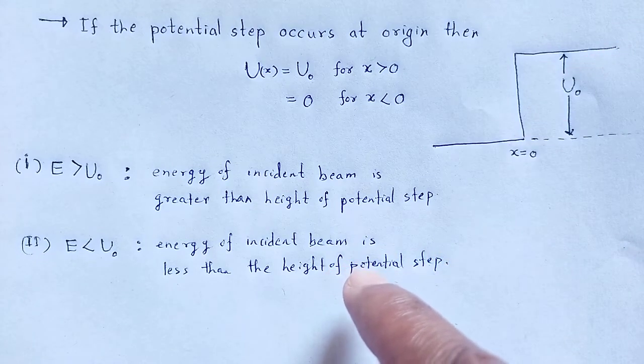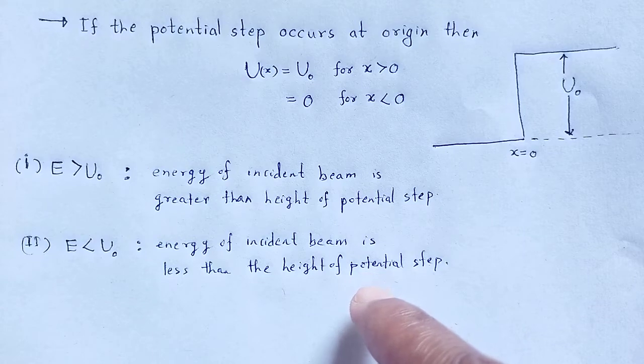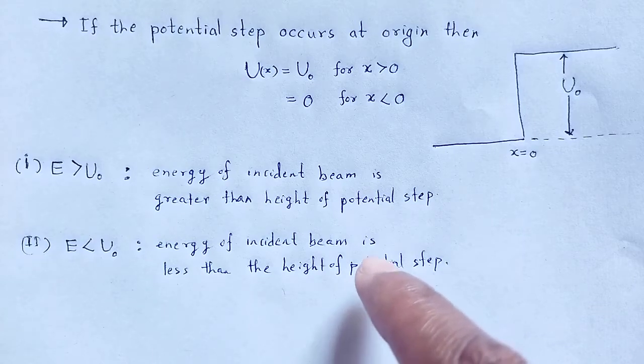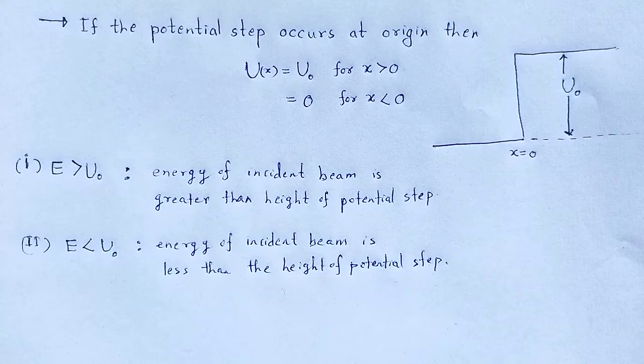But in quantum theory, the solution from the Schrodinger equation is quite different and interesting. That is totally different from classical theory. Let us study what happens when these two cases are studied under quantum mechanics, where we can apply the time independent Schrodinger equation.